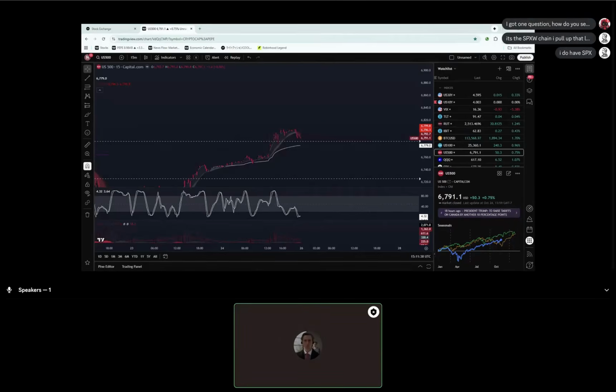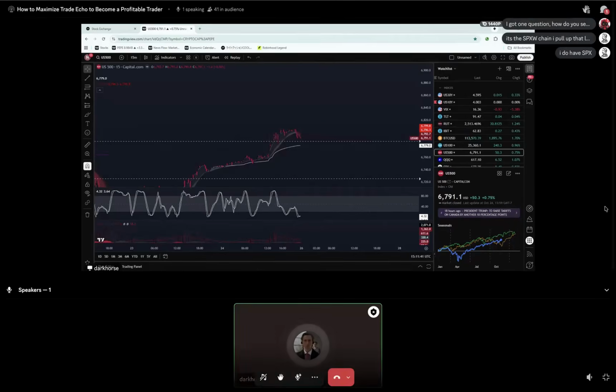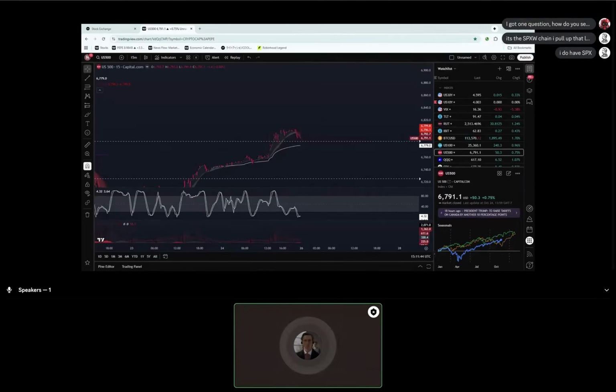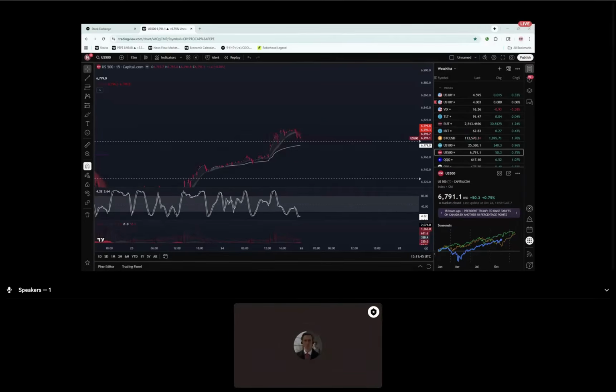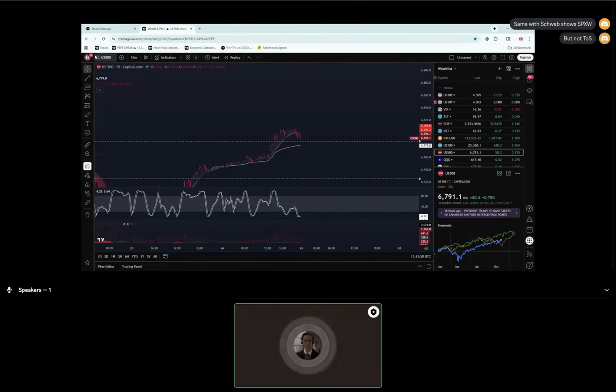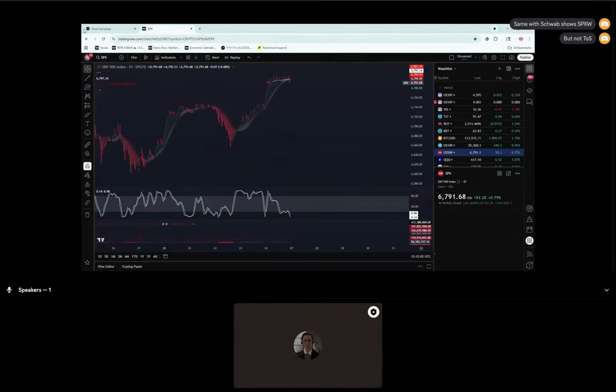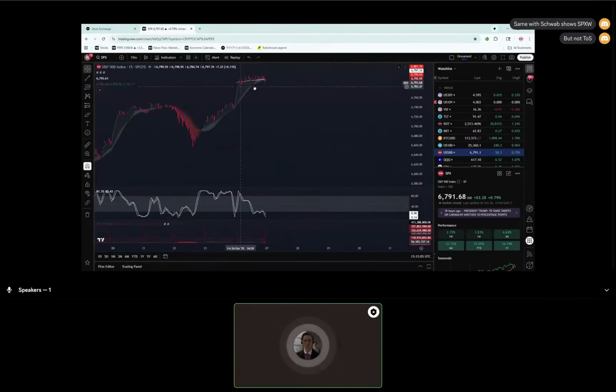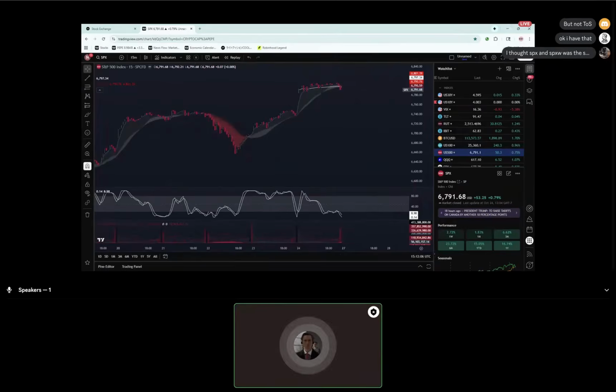It's the SPXW chain I pull up. That looks weird. I do have it. Yeah, I trade SPX as well. I don't know about the SPXW. I think that's just something with the bot, I'm pretty sure. I think they're all the same, right? Just make sure if your SPX looks like this and has this price level, you should be good. Whether it's SPXW or SPX, I don't know the difference between the two, if I'm being honest.